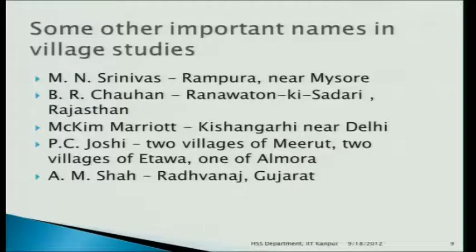Some other important names in village studies apart from M.N. Srinivas are B.R. Chauhan, who studied Ranavaton ki Sadri in Rajasthan, McKim Marriott, who studied Kishangarhi near Delhi, and P.C. Joshi. He was interested in agrarian relations, and he looked at village structure from a Marxist socialist perspective. He made a study of two villages of Meerut in UP, two villages of Etawah, and one village of Almora, which is now part of Uttarakhand.